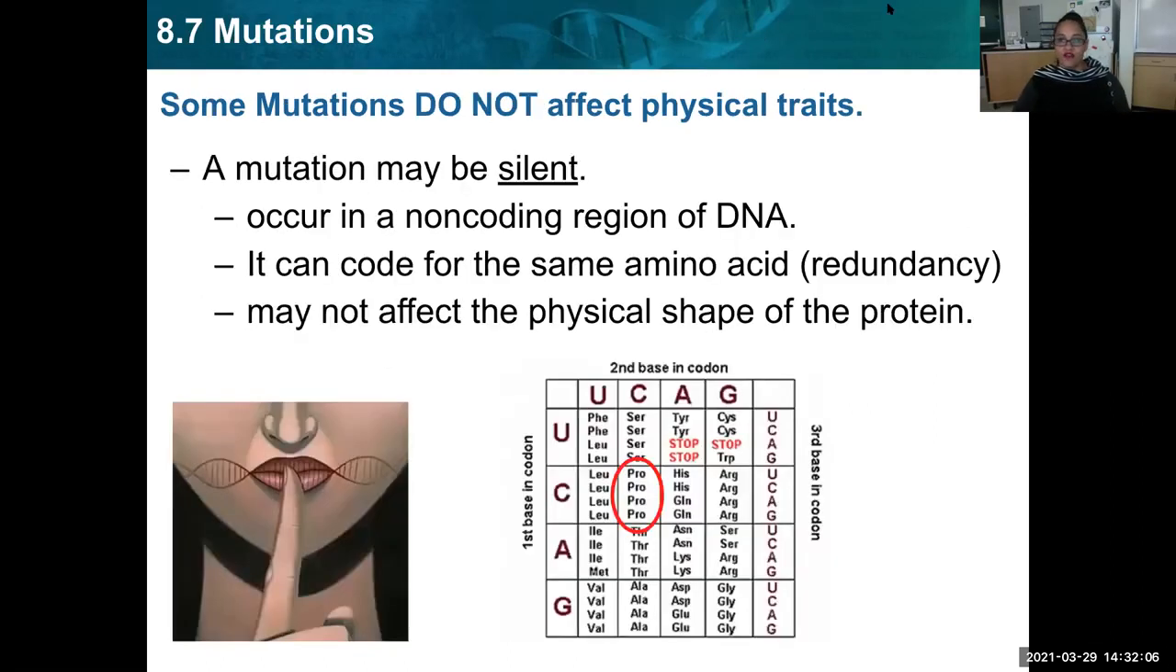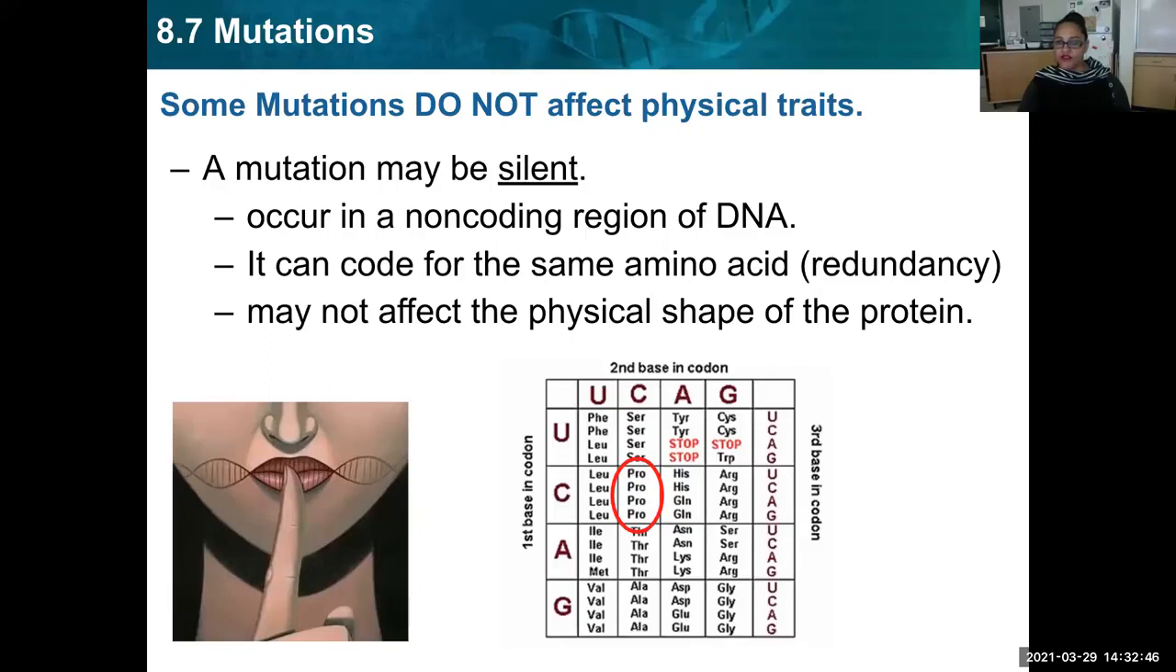Some mutations do not affect physical traits. Sometimes a mutation is silent. It can either code for the same amino acid, which is a phenomenon called redundancy. If you look at the genetic code on the bottom, I know you guys don't have that because I just added it. But if you remember how to read it, CCC codes for proline. But so does CCU, CCA, and CCG. So if there's a mutation and it just changed that third base in a codon, it's going to code for proline anyway, so it doesn't matter.